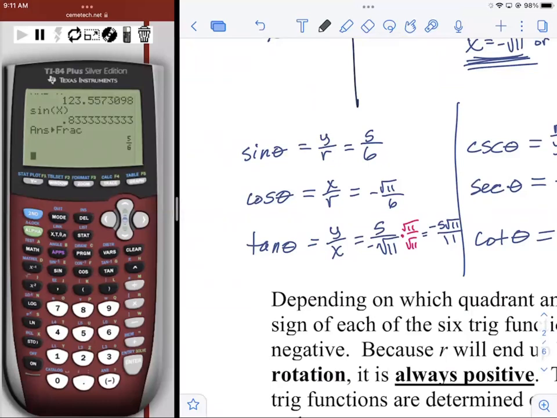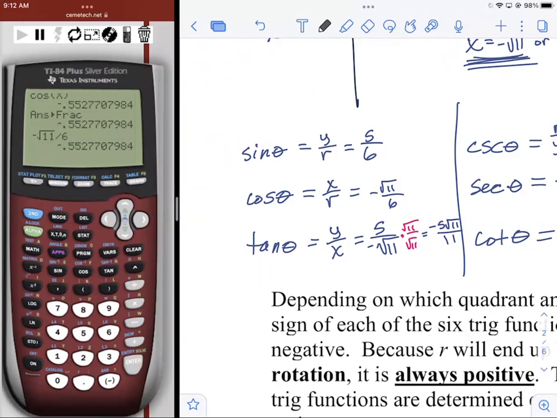Now let's see if it works for the others. If I take the cosine of that angle, it should give me negative square root of 11 over 6. Well, square root of 11 over 6, that's an irrational number. So let's type in cosine of X. I get a negative number. If I hit math enter, it's not going to convert, right? It's irrational. But since I know what the answer is, negative square root of 11, I could just type it in, divided by 6, and compare the two decimals. Oh yeah, it's the same.